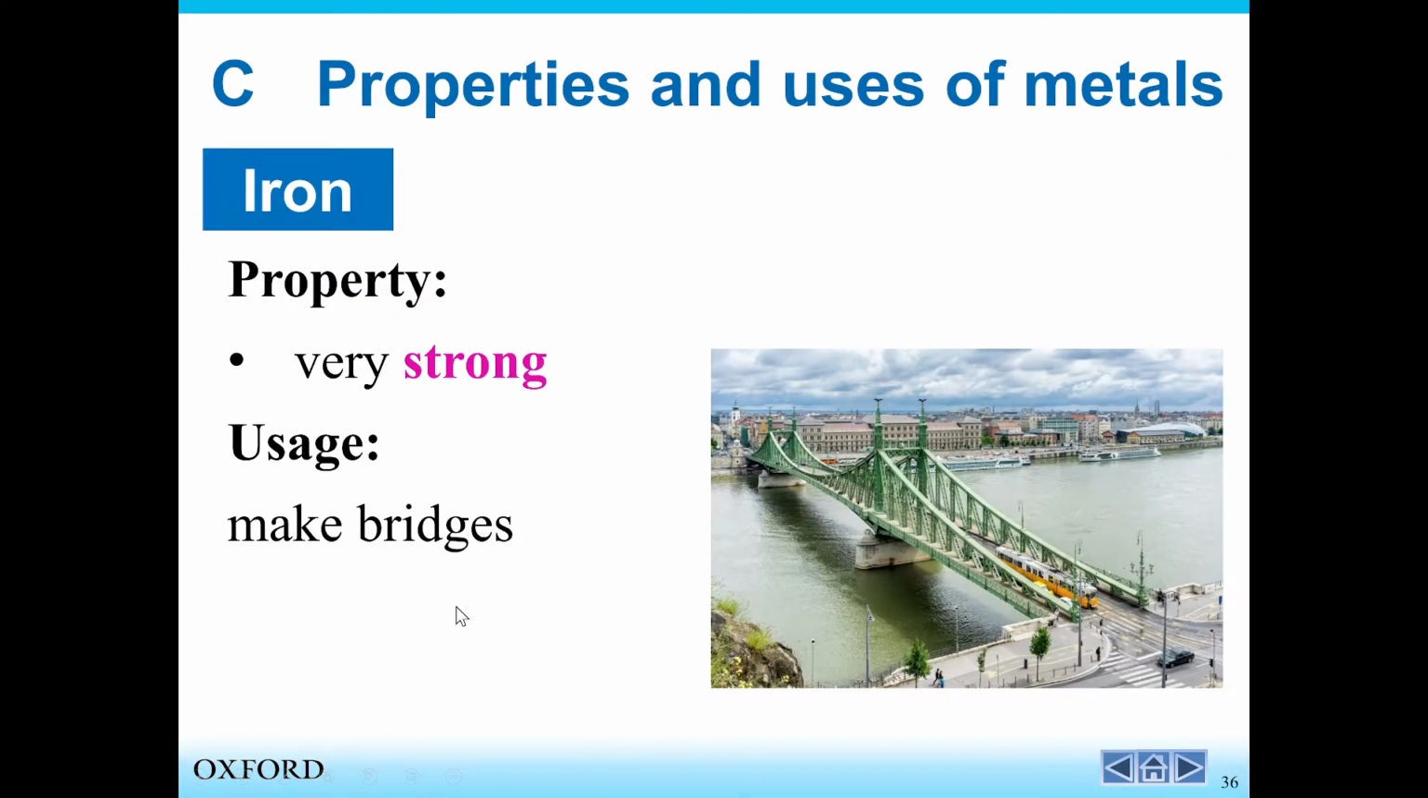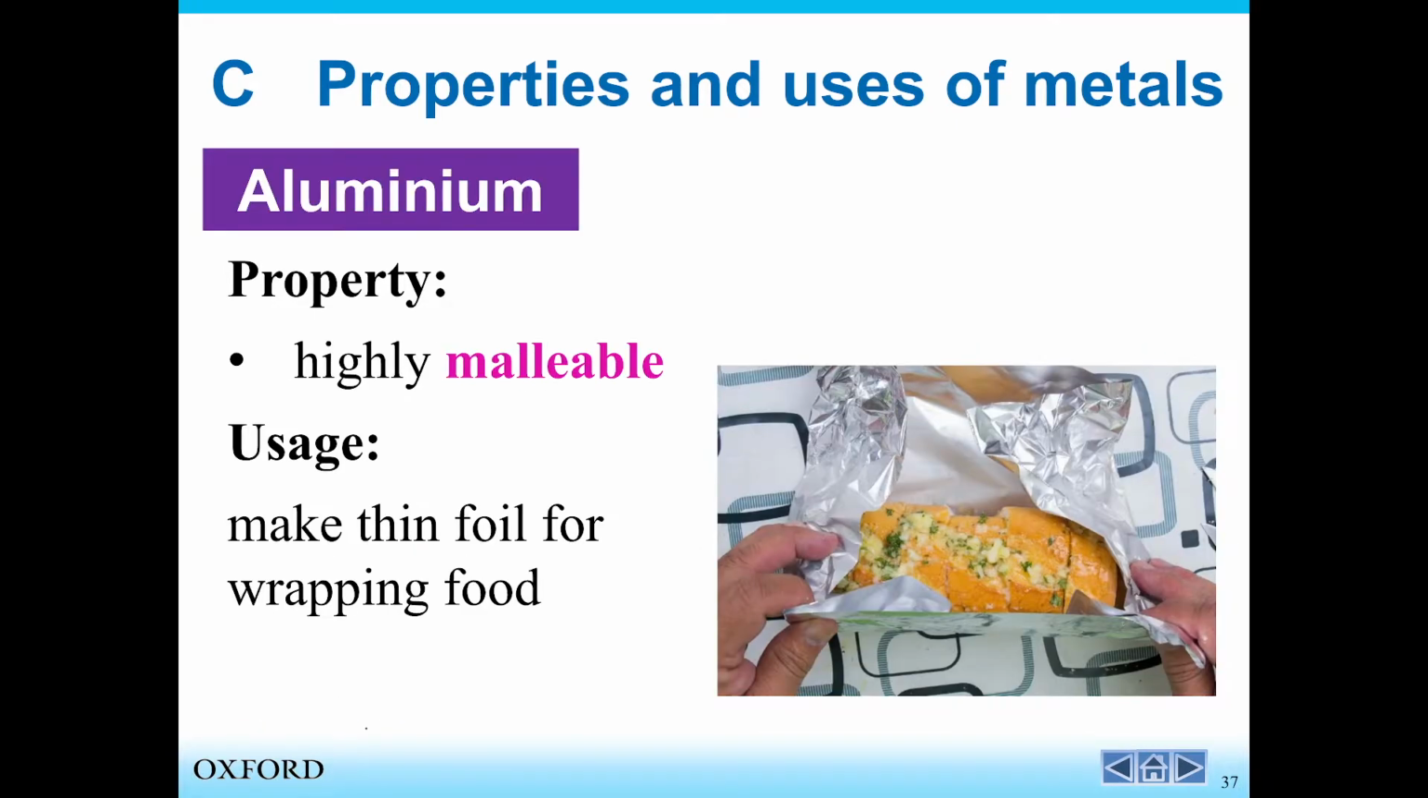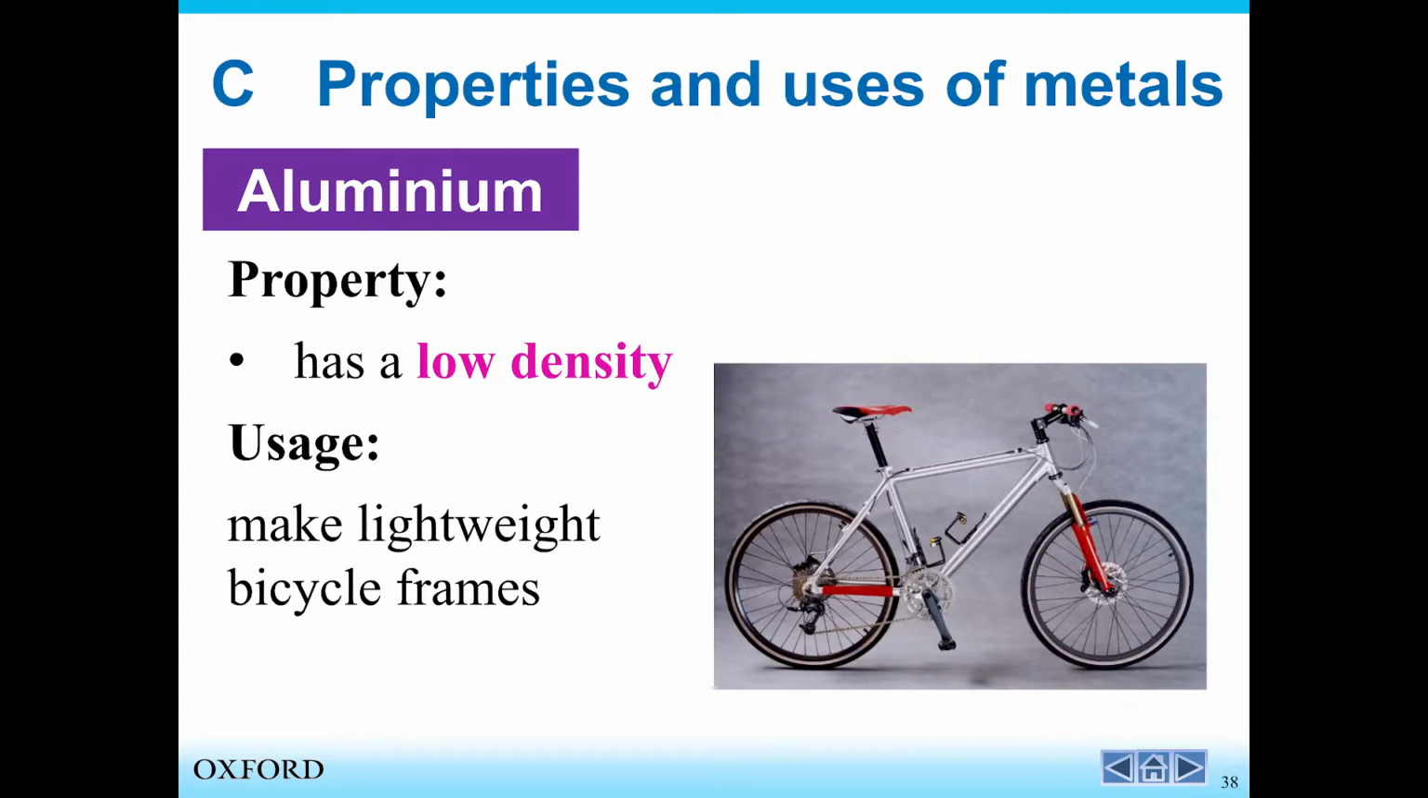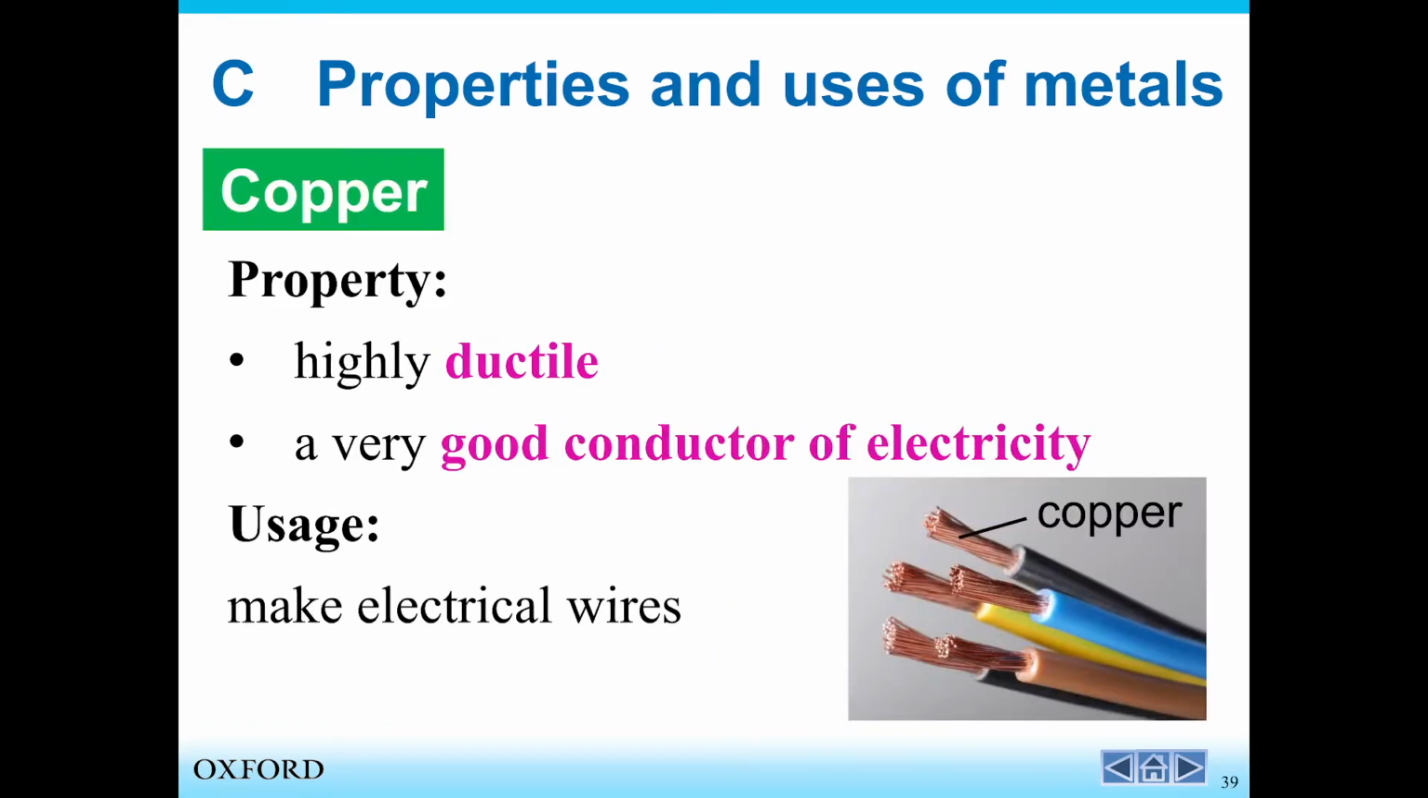Let's say iron, for example, is very strong. That's why we use it to make bridges. Aluminium, on the other hand, is highly malleable. That's why we use it to wrap food with aluminium foil. Aluminium also has a low density, that's why we make lightweight bicycle frames. Copper is a very good conductor of electricity. It is also ductile, so we use it to make wires.